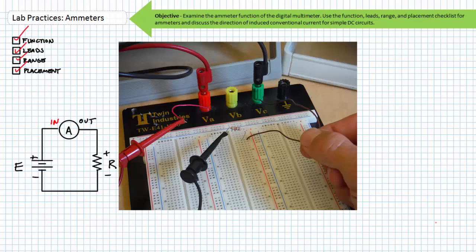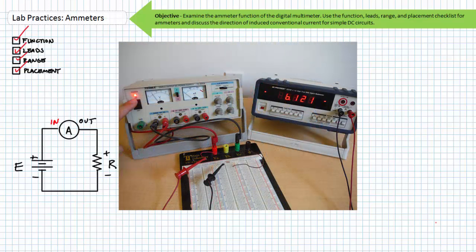Notice there is only a single path going through both our ammeter and our element of interest. Turn the power supply back on. We're observing 6.1 milliamperes of conventional current traveling in the direction we anticipated.